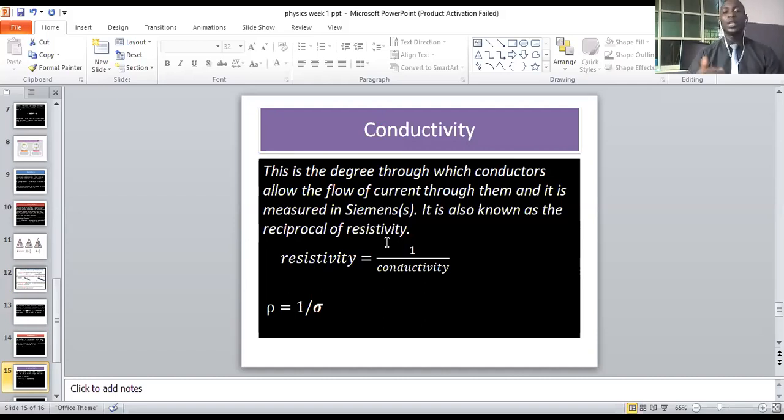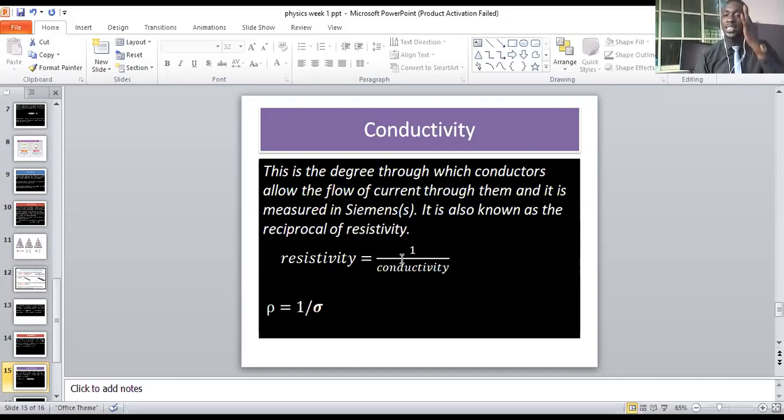Ohm meter. But the unit of conductivity is what? Siemens. It is also known as the reciprocal of resistivity. By reciprocal, we know it is the inverse, the alternate of what? Resistivity. And this is the expression: resistivity equals 1 over conductivity.